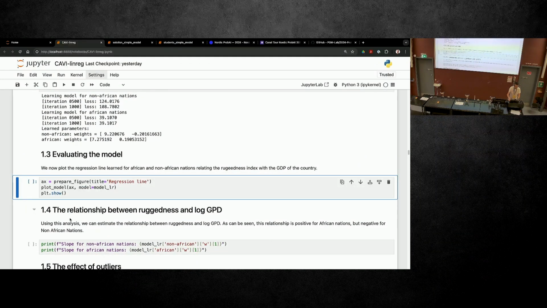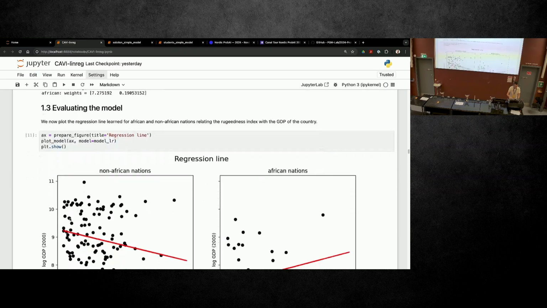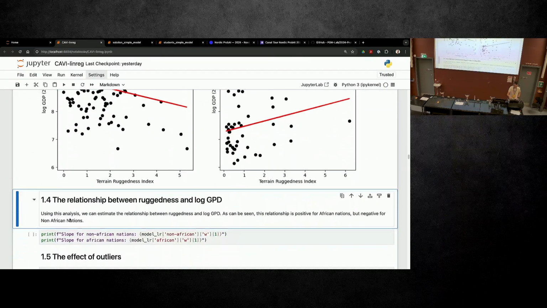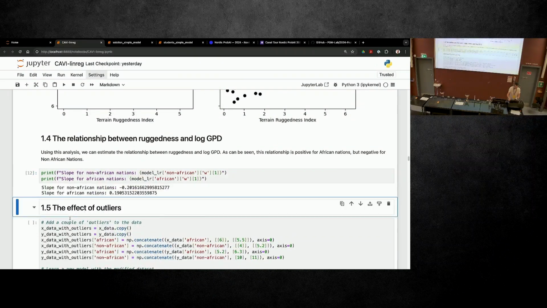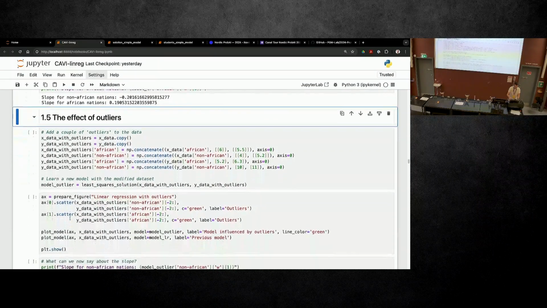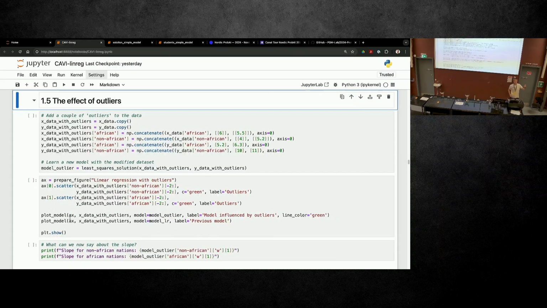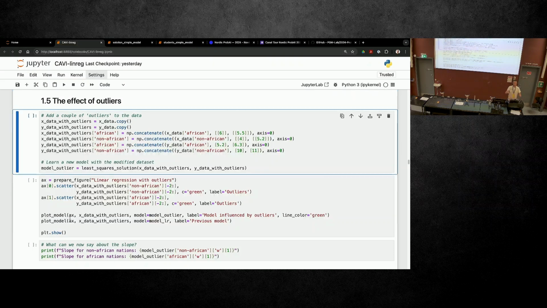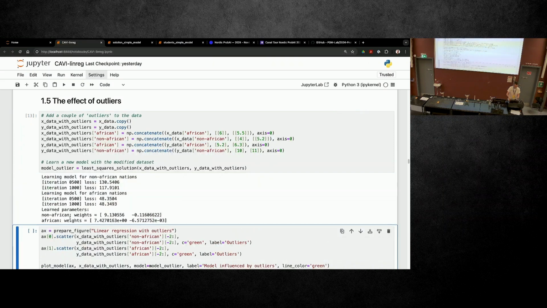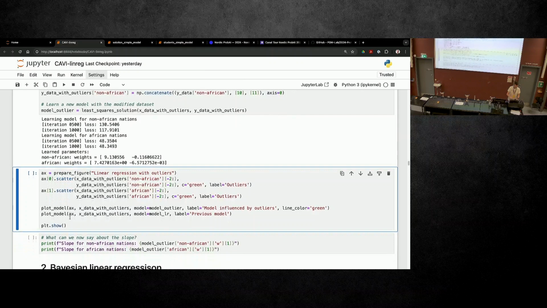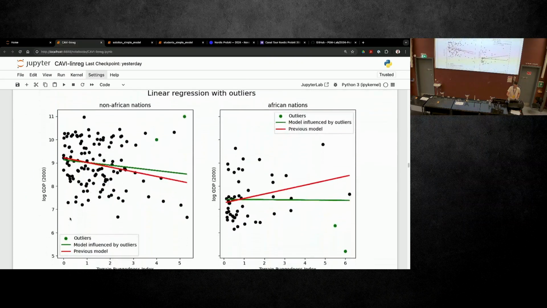Here I'm using my helper function for plotting the model. So these are the results that we get, plotting out the information that I just told you about. Then one could look, for instance, into what is the effect of adding outliers. We have 170 countries in the data set as a whole, so what if we just introduce a bit of noise here? What I'm doing here is adding two artificial countries to the data set for African and non-African nations, and learning a new model again. And just to show you what it looks like, we have that here.